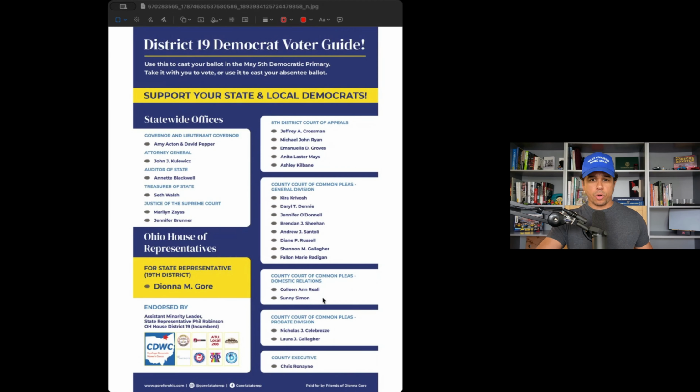This candidate has her endorsements. Not only the Democratic Women's Caucus and some unions over here, I think that's the Plain Dealer, as well as former state house representatives and the representative actually in this district right now, the 19th, is endorsing this person. But the Democratic Party is saying that this is unethical. This is wrong. This is what you should not be doing.